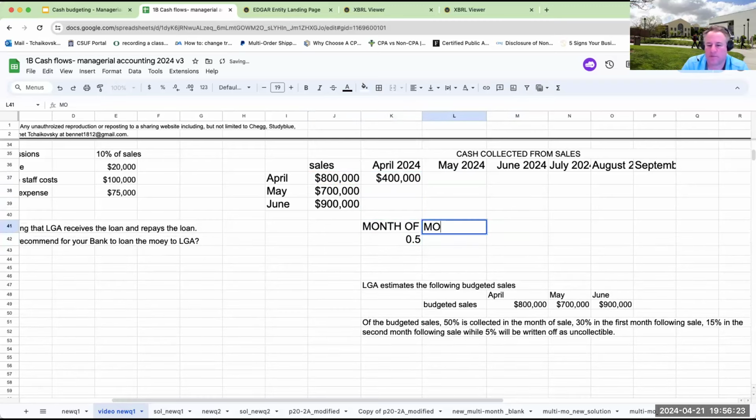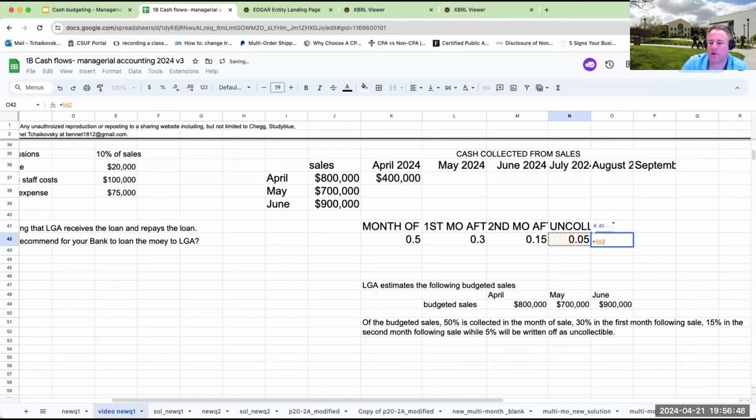If I want to make this so the budget sales, month of sale is going to be 50%. The first month after, I'm collecting 30%. And over here, second month after, I'm collecting 15%. And then it tells me that I'm going to be writing off 5%, not collected. Now this has to equal up to 100%, and it does.